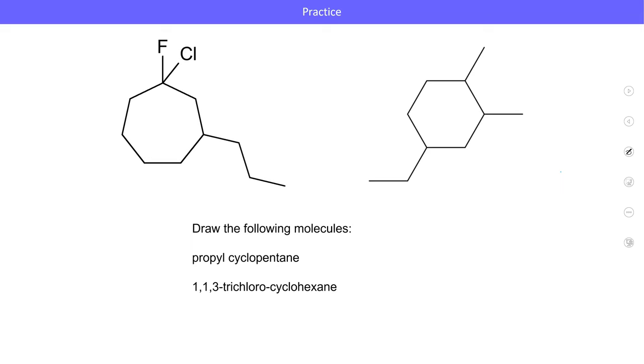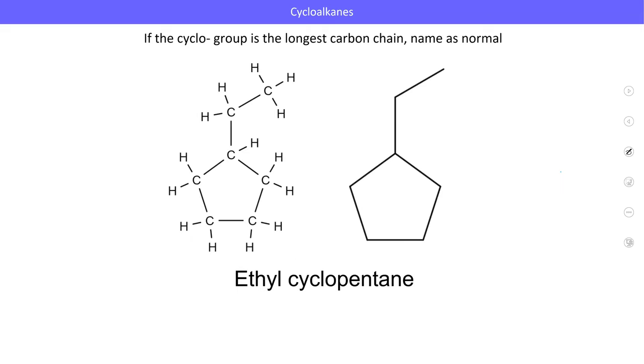Do we need a locant here? Do we need to specify where the ethyl group is? Because it could be counted from anywhere. It's up to you. Wherever we put the ethyl group, it's just going to be carbon one. We only have one thing attached to a ring structure, so wherever it's attached is carbon one. If you have more than one thing attached to the ring structure, now we do need to specify.